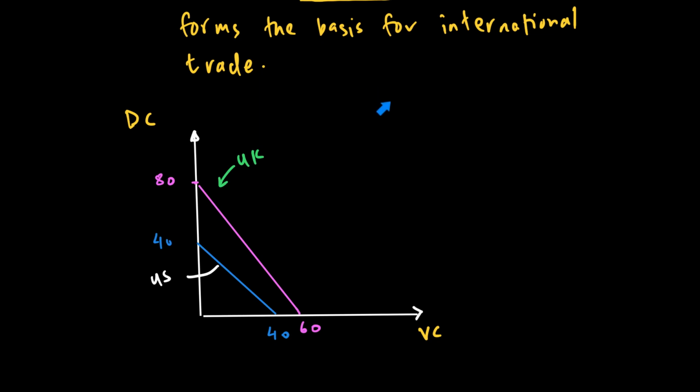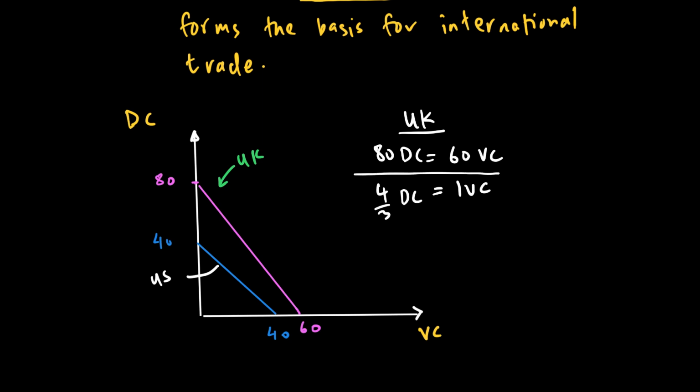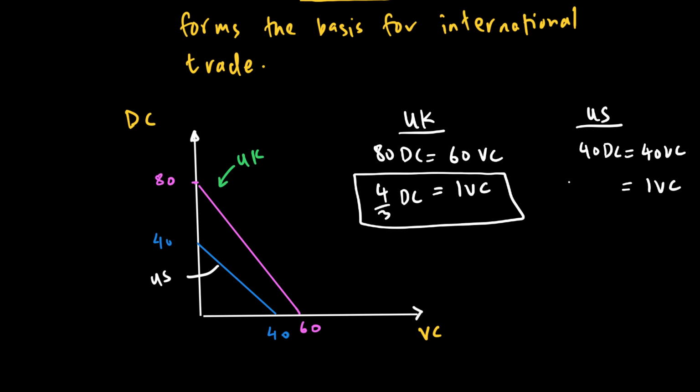In the case of UK, 80 DC is equal to 60 VC, or in other words, one vacuum cleaner is equal to 4/3 of digital cameras. Similarly for US, 40 DC is equal to 40 VC, which means 1 VC is equal to 1 DC.